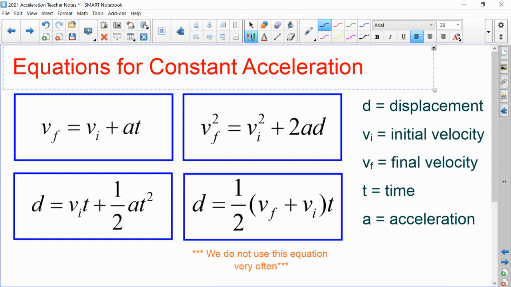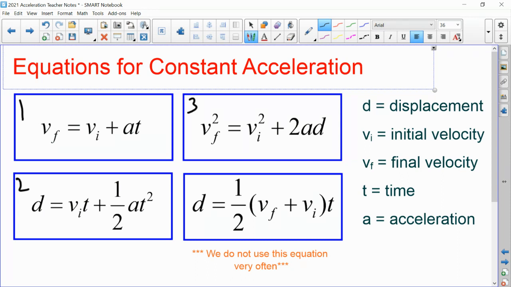The first one, number one, is VF equals VI plus AT. VF is V final, VI is V initial. So VF, final velocity, equals VI, the initial velocity, plus AT, the acceleration times the time. The second equation, D, the displacement, is equal to VIT, initial velocity times time, plus 1/2 the acceleration times the time squared.